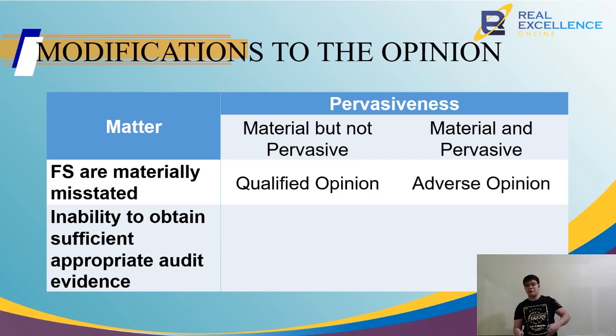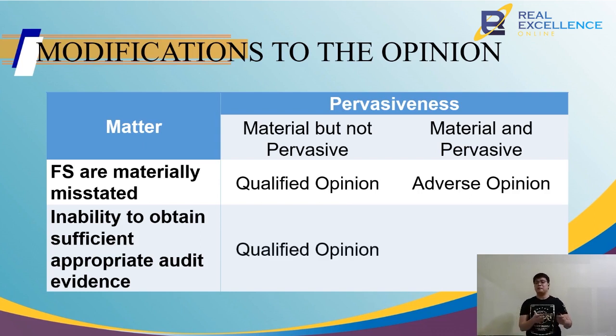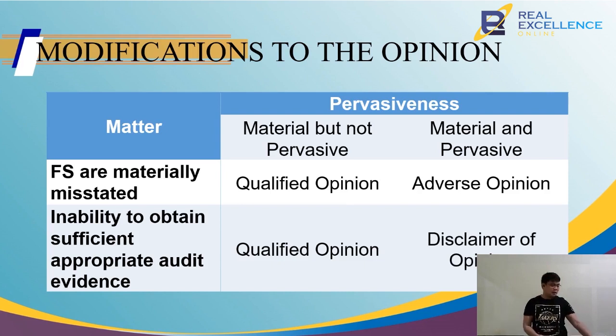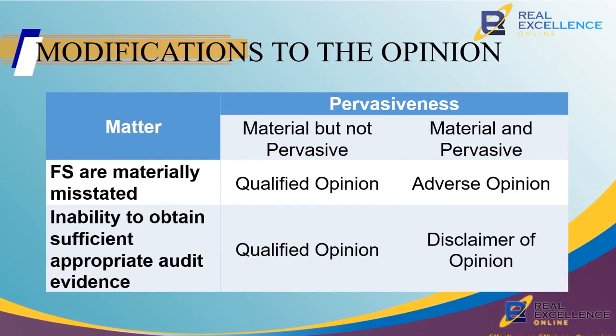Paano naman po kapag may scope limitation or there was an inability on the part of the auditor to obtain sufficient appropriate audit evidence? So ano siya? Qualified kapag material but not pervasive, and then pag material and pervasive, disclaimer of opinion naman. Nasusundan mo siya. So ito ang main na dapat na maintindihan lang natin is yung pervasiveness. Once na ma-establish mo yung pervasiveness, you can easily identify yung type of modified opinion that should be expressed.